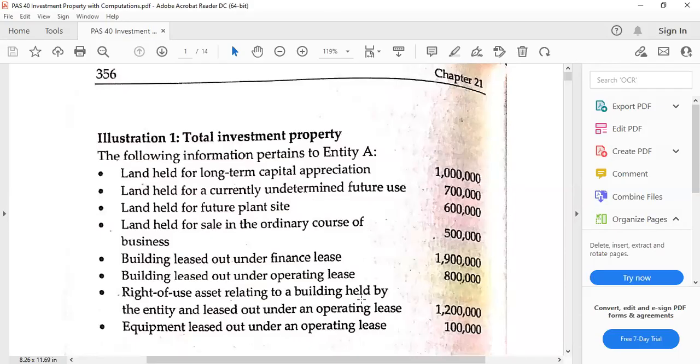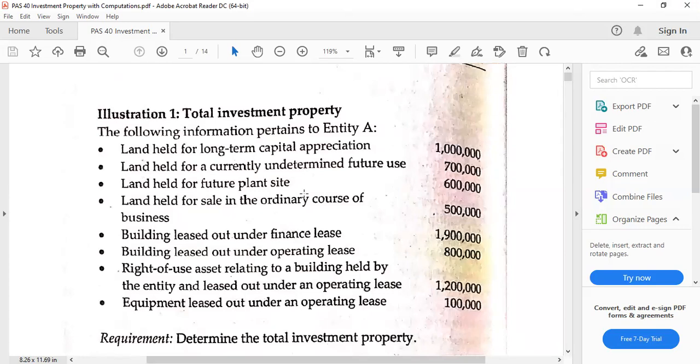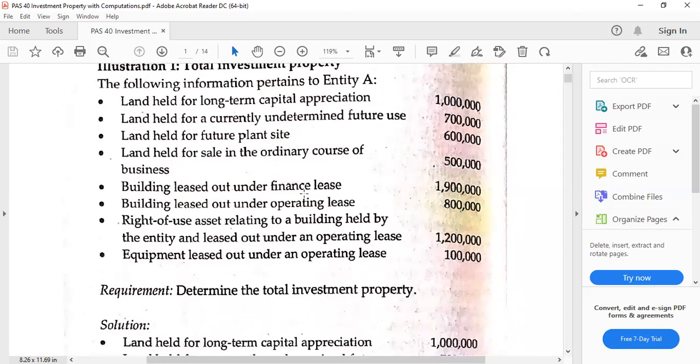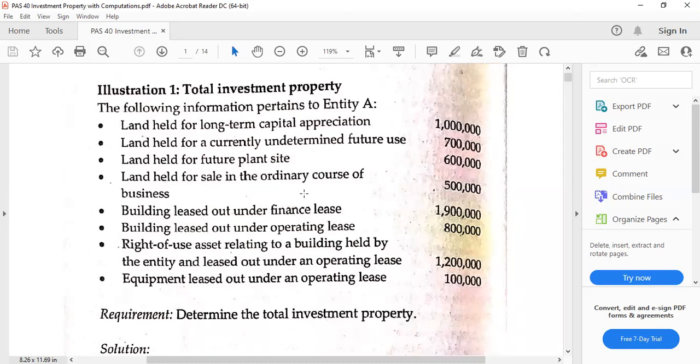Good day to all. This will be our discussions involving PAS 40 investment property. And this time it will be more focused on computations. So we can see here certain problems that we are going to tackle one by one. Hopefully you're ready. This is our illustration number one, and it's asking us to determine the total investment property.